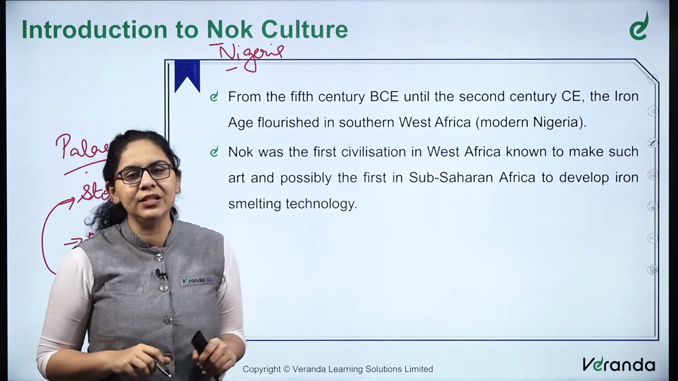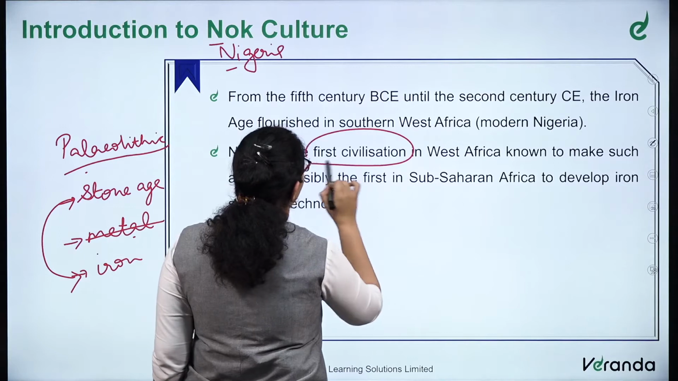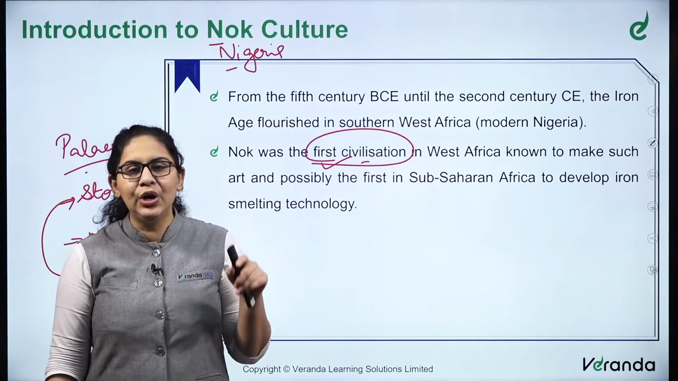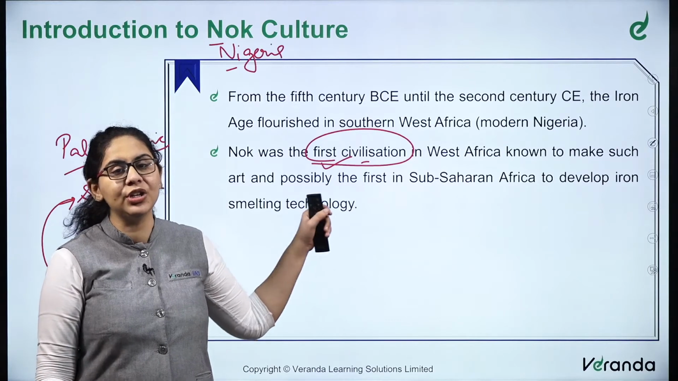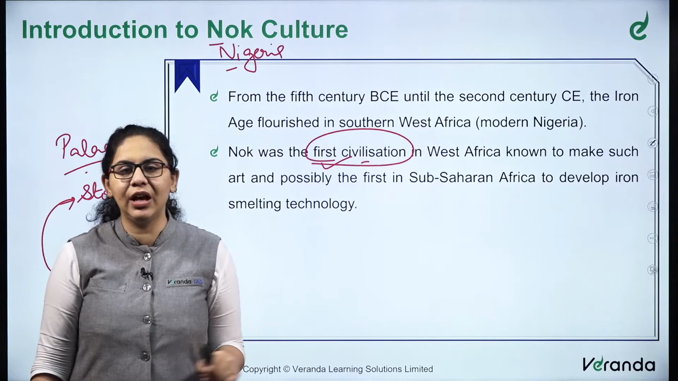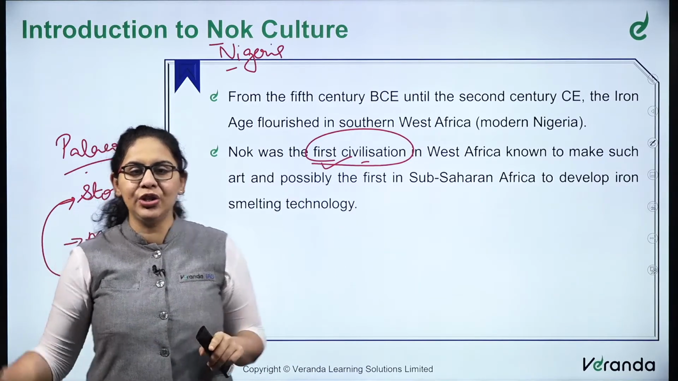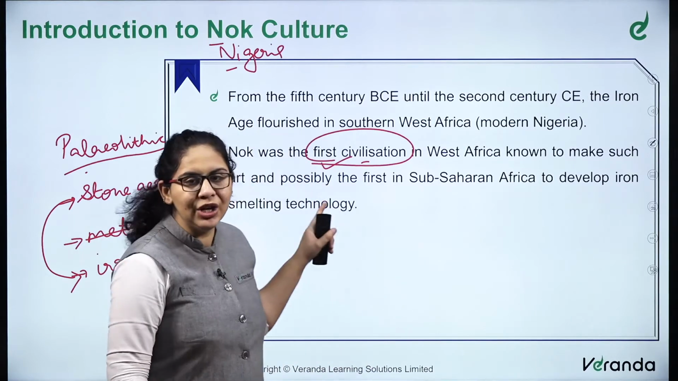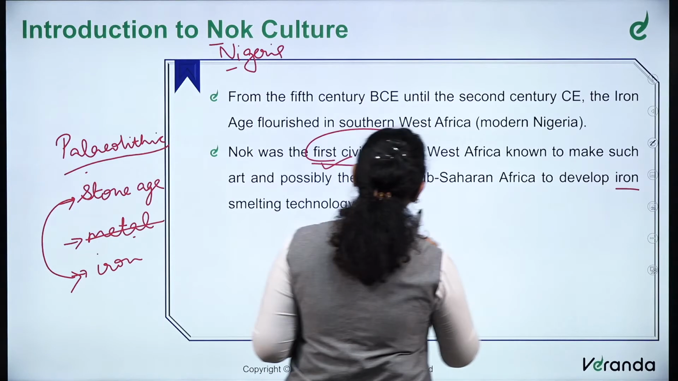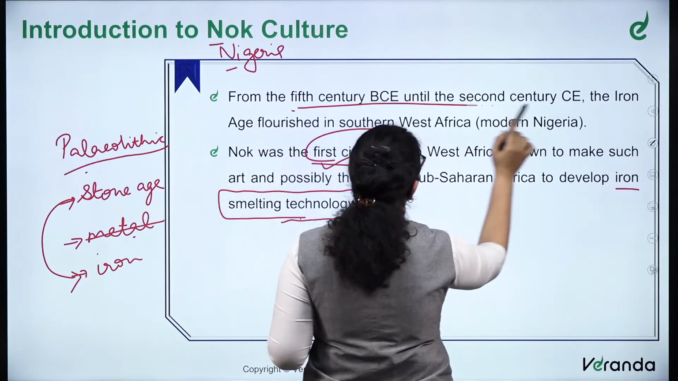NOK was the first civilization in West Africa known to make such art, and possibly the first in sub-Saharan Africa to develop iron smelting technology. So the direct transition is important. The use of iron smelting technology is important. What else is important? The time period is important.